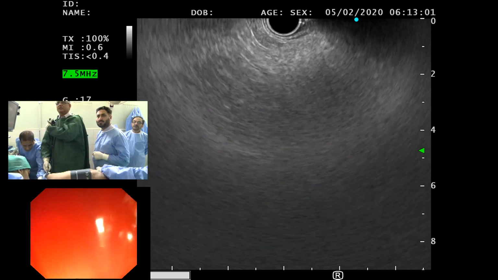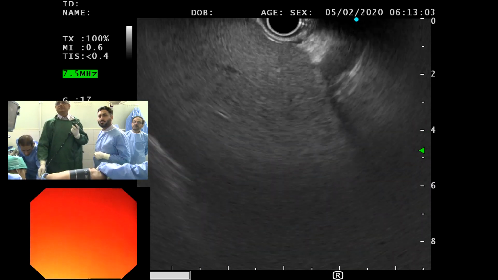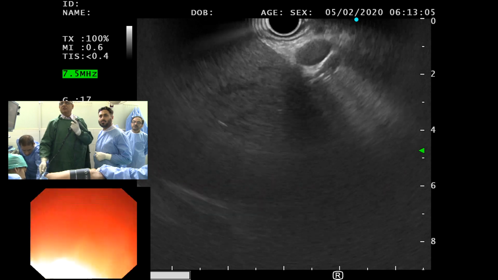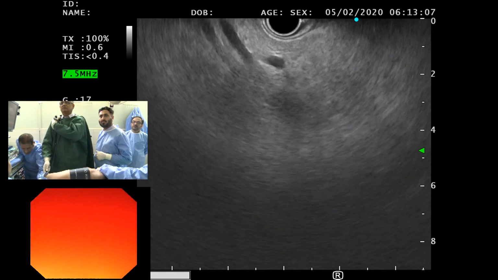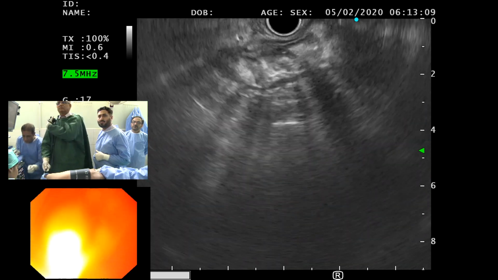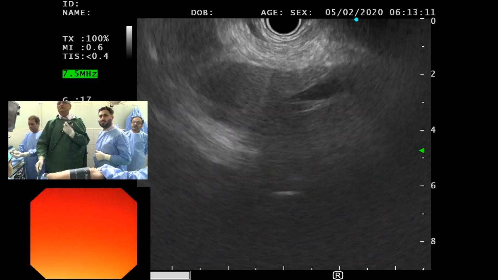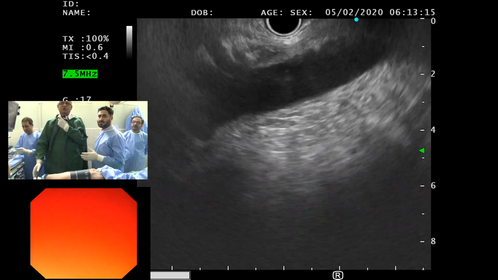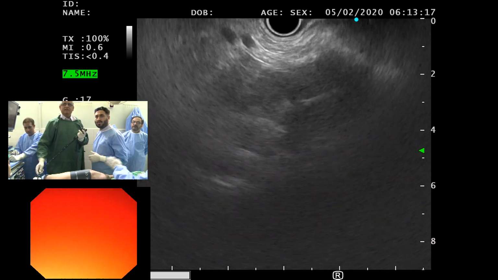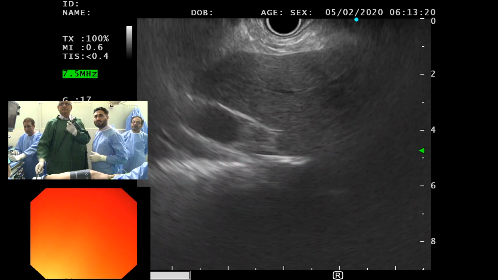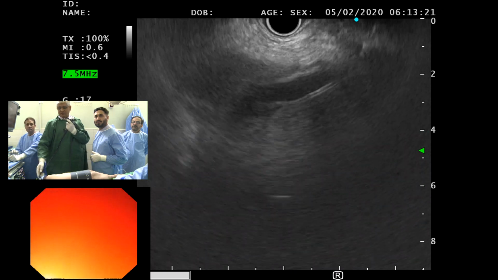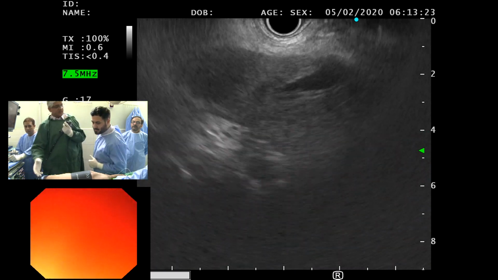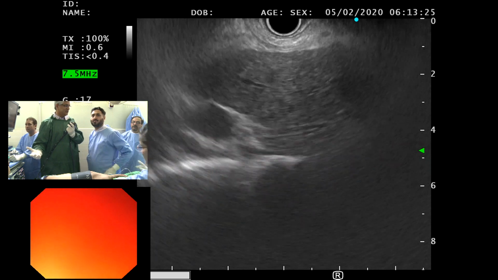This one we are doing under sedation, so back a little bit. There you are. Okay? That's your aorta. So now if I go back here, that's your liver. We are at about 40 centimeters, so 5 centimeters into the stomach.